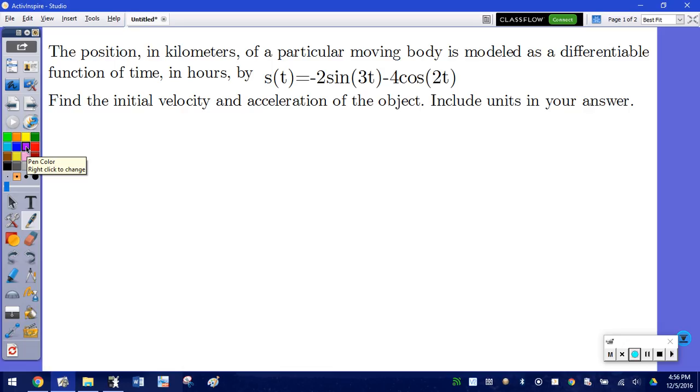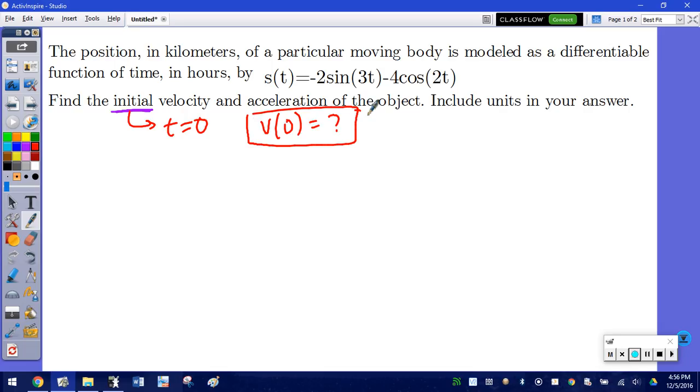One of the giveaways is this word here, initial, and that's telling us that we're interested in when time t is equal to 0. So the initial velocity being asked for is, what is the velocity at 0? And finally, what is the acceleration at 0? So what is the velocity at 0 and what is the acceleration at 0?